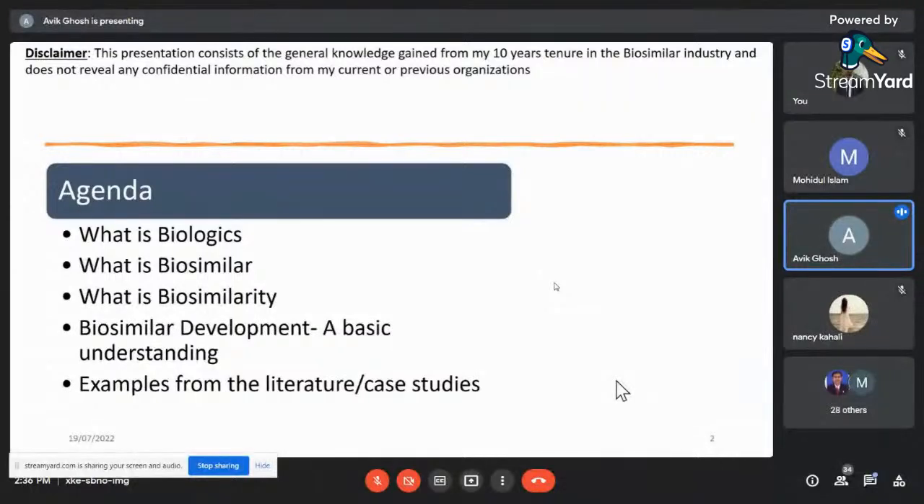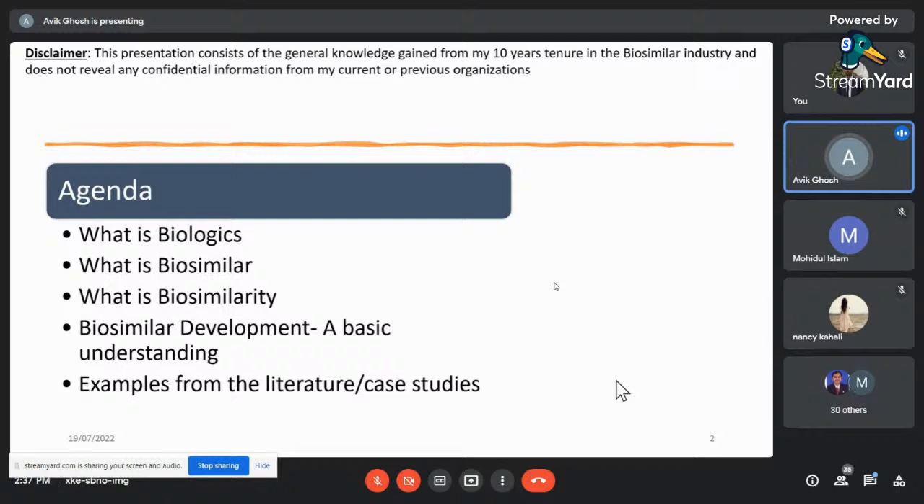Since I'm working in a public company and also worked in a public company previously, I just wanted to provide a disclaimer that this presentation consists only of general knowledge that I have gained in my 10 years tenure in different biosimilar industries, and it doesn't reveal any confidential information from my current or previous organizations.